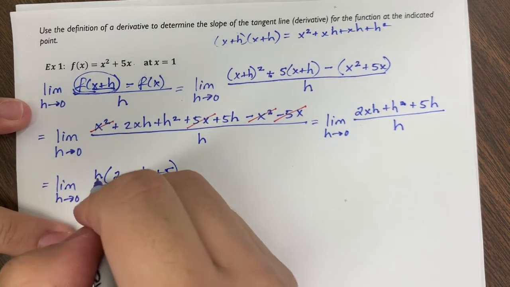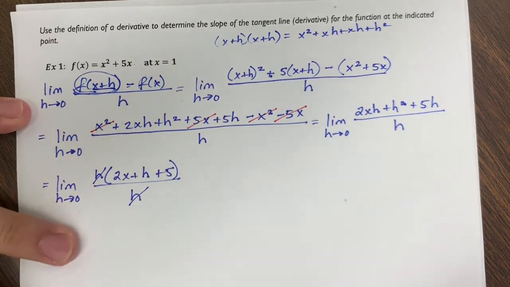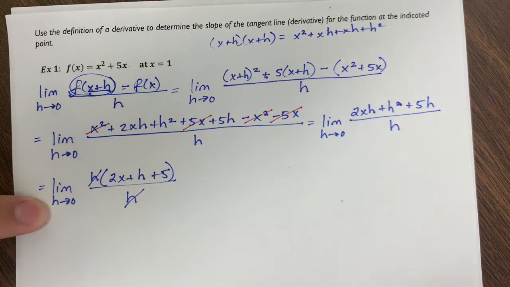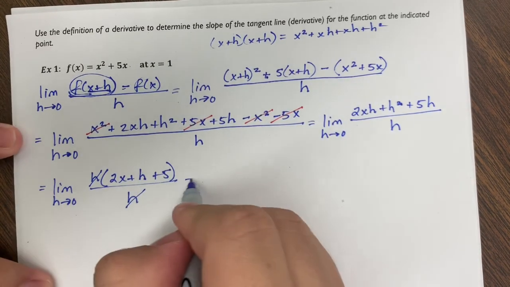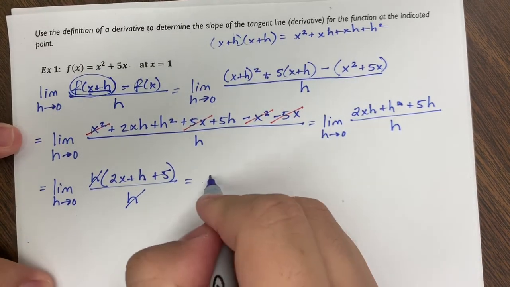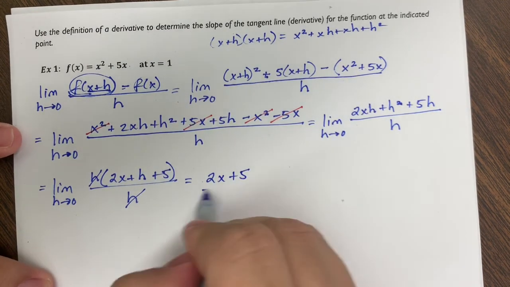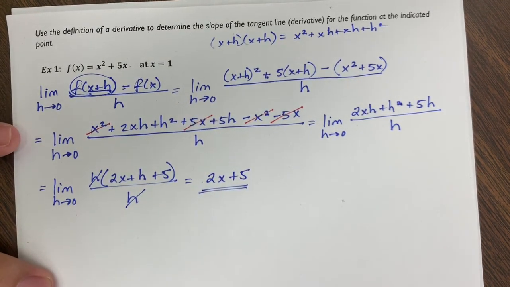Well, you'll notice that h cancels out from the bottom and the top. So now if I plug in 0, I'm not going to have an indeterminate answer. So when I plug in 0, I'm just left with 2x plus 5, right? So this right here is our derivative function.